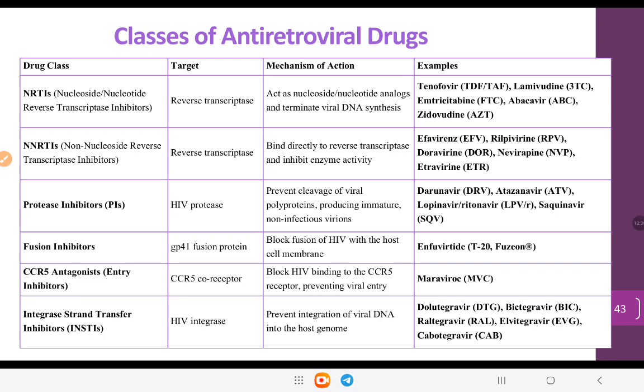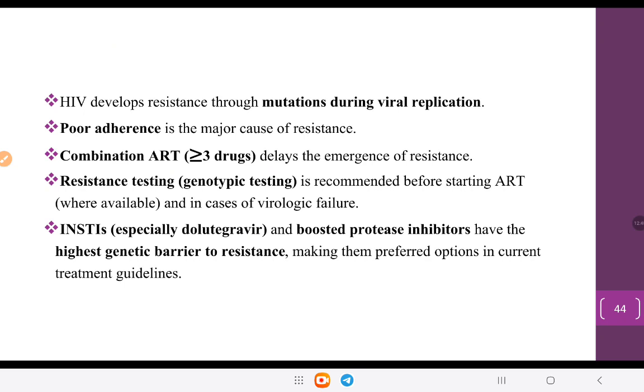WHO recommends that first-line treatment of HIV patients use more than 3 different types of drugs to avoid resistance to these drugs. HIV develops resistance through mutation during viral replication, and poor adherence, meaning non-compliance with treatment, is a major cause of resistance. WHO recommends using more than 3 types of drugs, which delays the emergence of resistance.